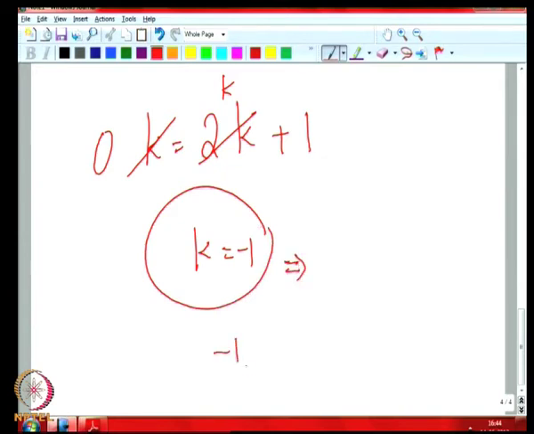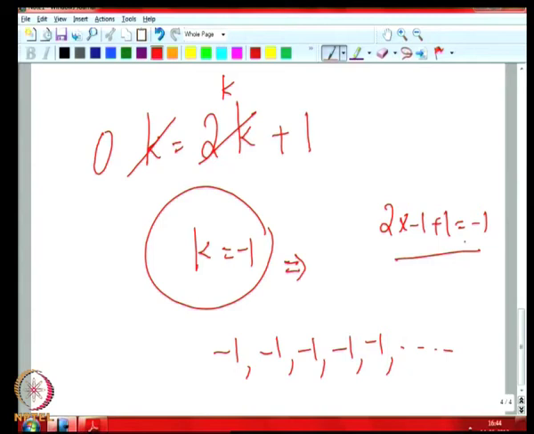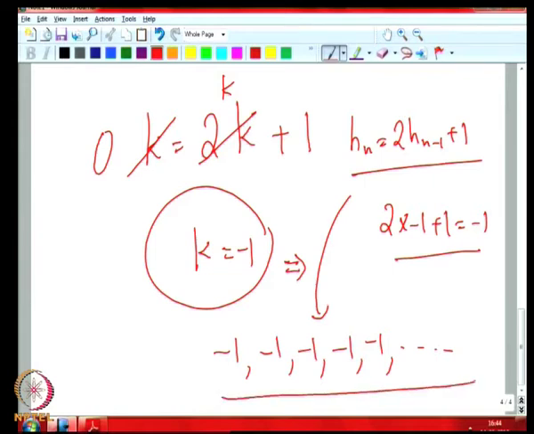That means consider the sequence minus 1, minus 1, minus 1, minus 1, minus 1, and so on, right. It is true that if you take 2 times minus 1 plus 1, that is indeed another minus 1, right. 2 into minus 1 plus 1 is minus 1. So, it satisfies that recurrence relation Hn equal to 2 times Hn minus 1 plus 1. So, this is a particular solution, right. You could find this particular solution.